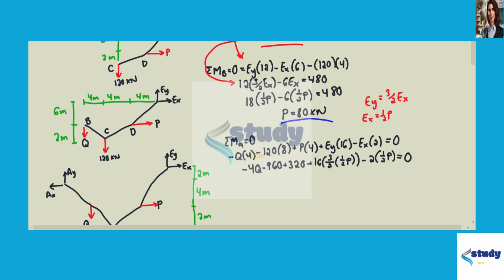Once we simplify all this down, plugging in P, which was 80 kilonewtons, we can completely solve for Q, which equals 60 kilonewtons, which is the second answer for problem 106. So the final answer is P equals 80 kilonewtons and Q equals 60 kilonewtons.